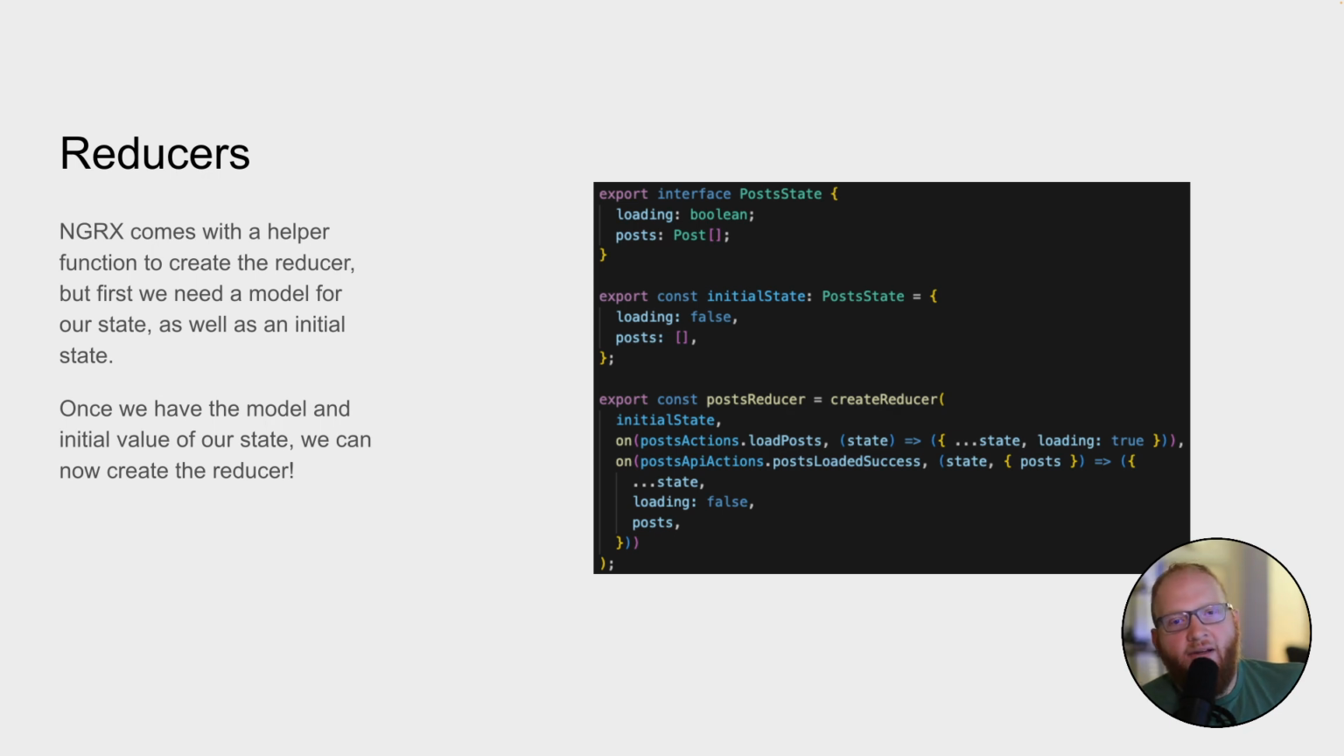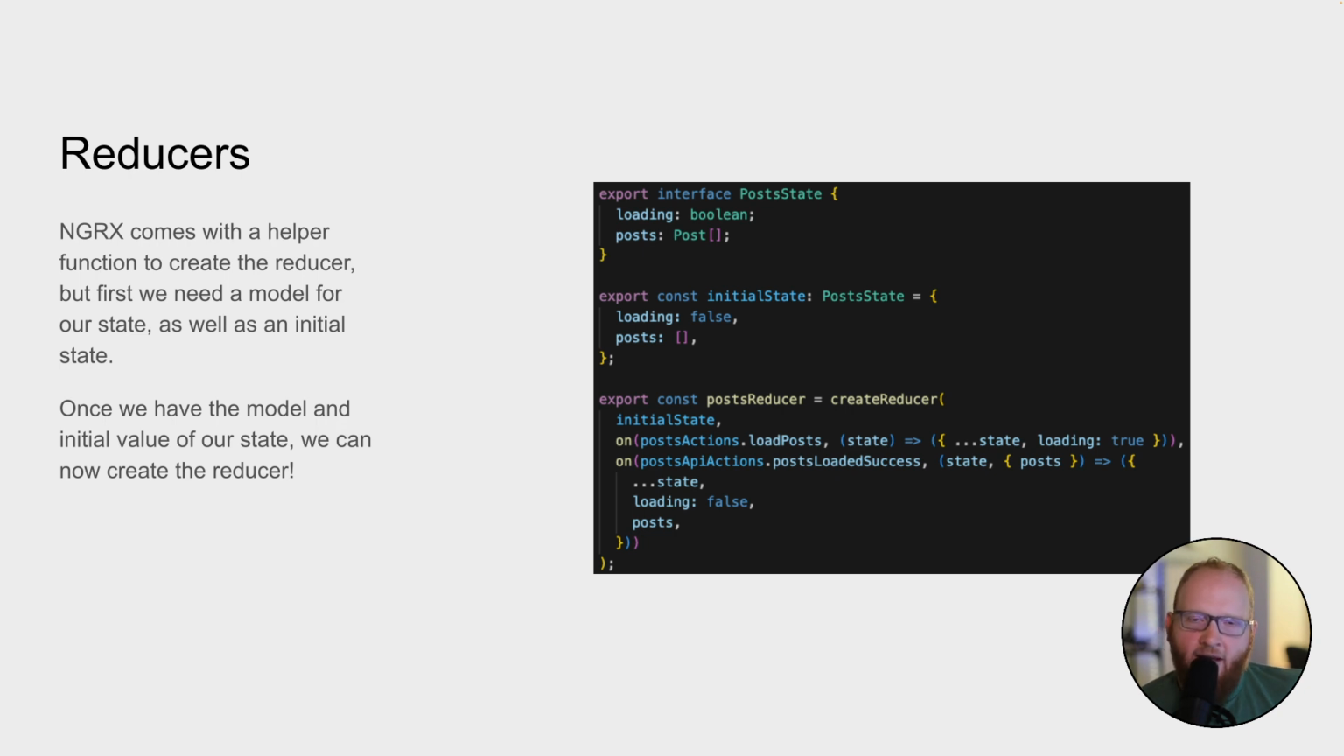So we have basically your state. You want to have an interface defined for your state, and then you want to have an initial state defined, and then you can use this create reducer helper function, and the first parameter is the initial state, and then every parameter after that is this on function helper.